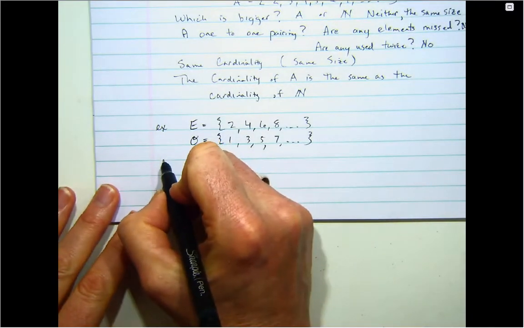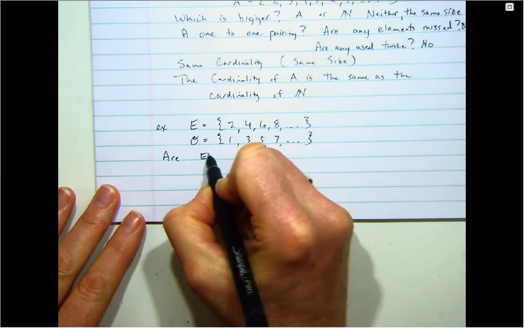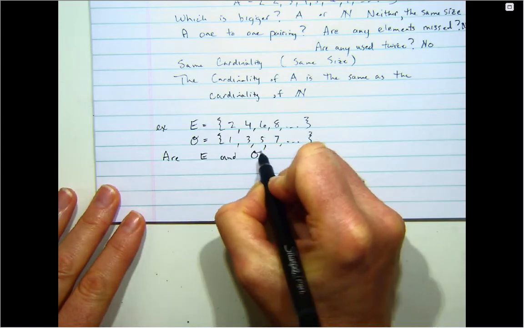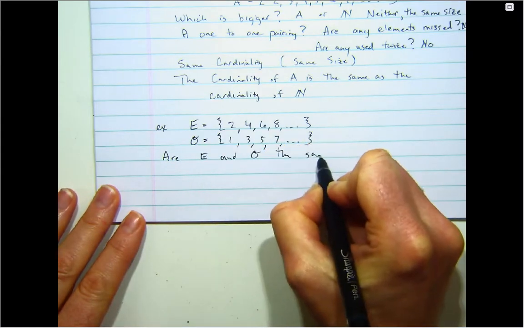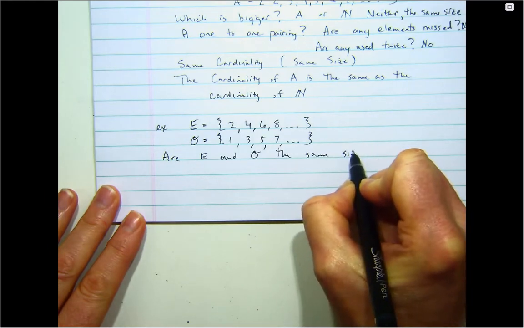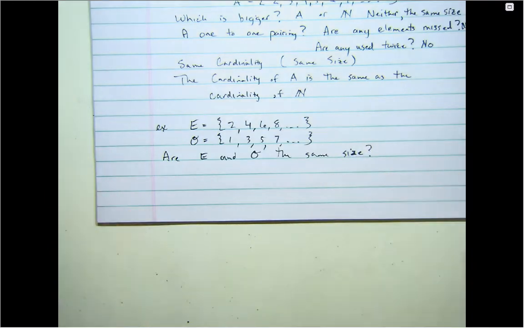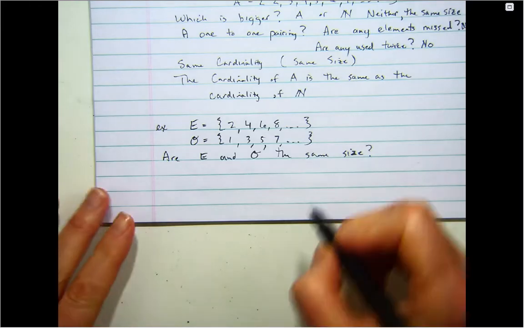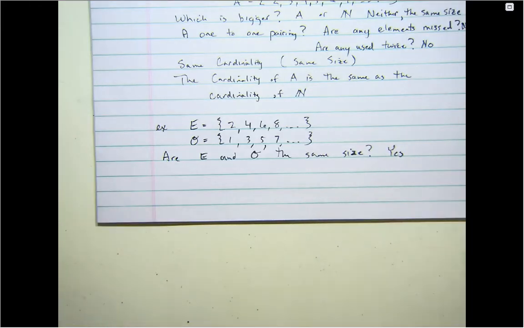So are the sets E and O the same size? Anybody want to venture? Yes, no, or cannot be determined? Yes. Good. And how would you set up a one-to-one pairing?